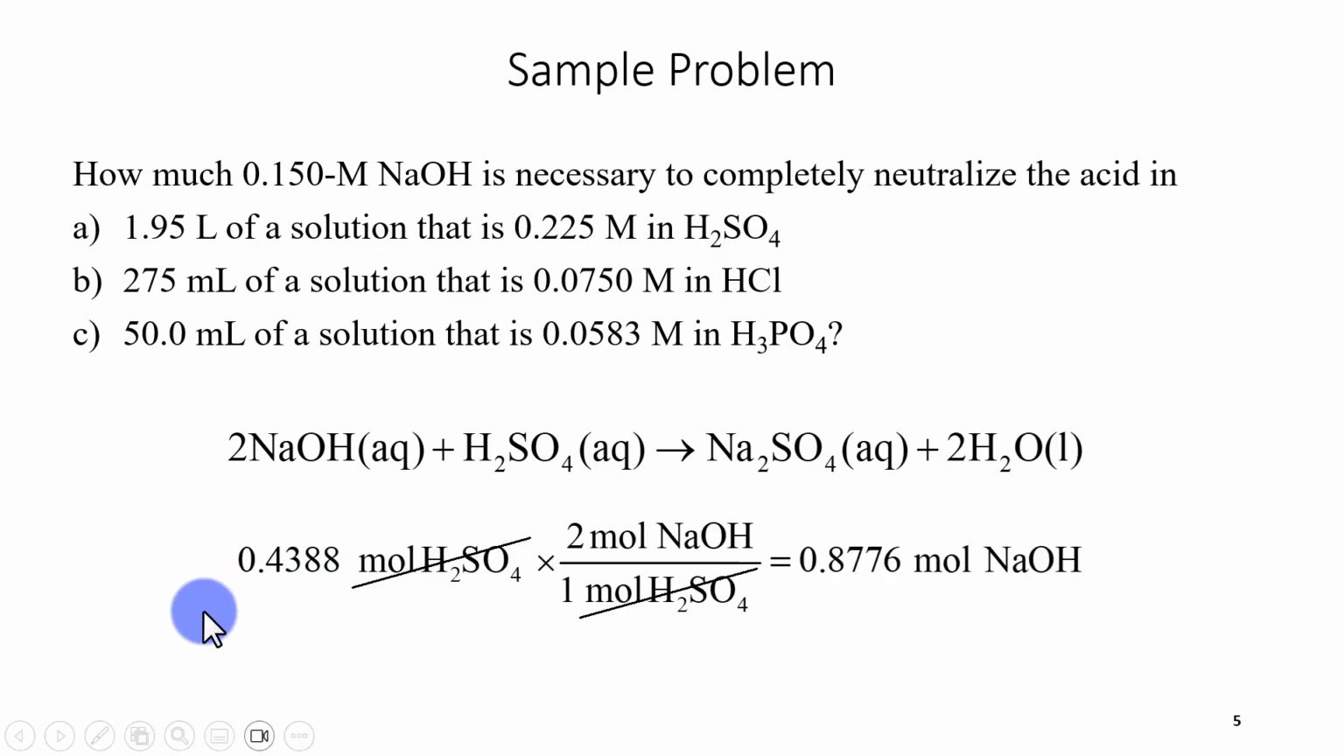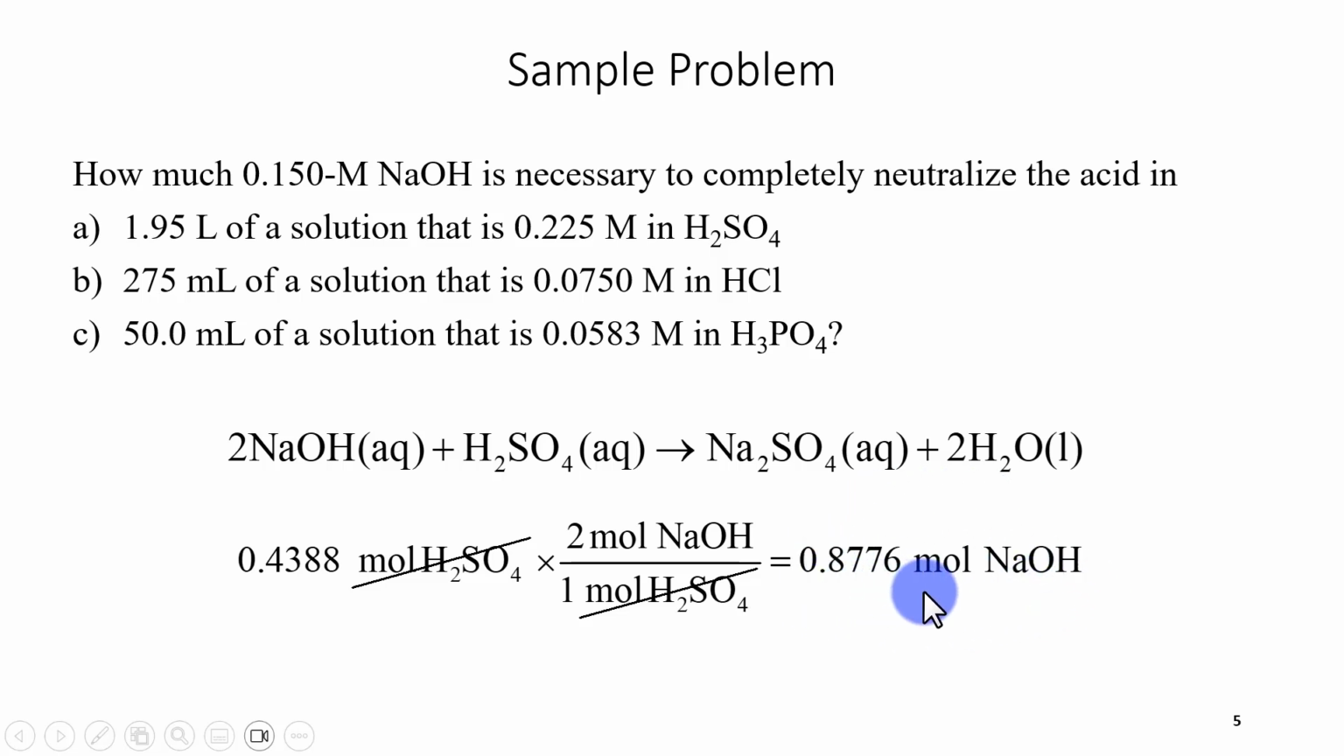Here it is. I start with the moles of my acid, which is 0.4388 moles. Then I want moles of base on top and moles of acid at the bottom because I want the moles of acid to cancel. So times 2 moles of NaOH, because NaOH has a 2 in front of it, per 1 mole, because this is 1, even though it's not written, 1 mole of H2SO4. So moles of H2SO4 cancels, and what I have left is 0.4388 times 2 divided by 1 to give me 0.877 moles of NaOH.